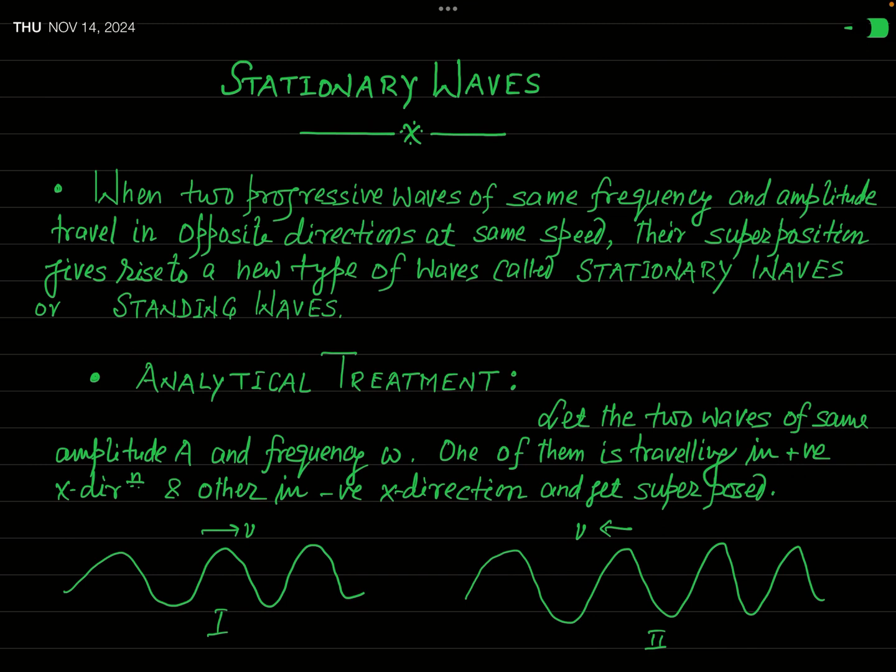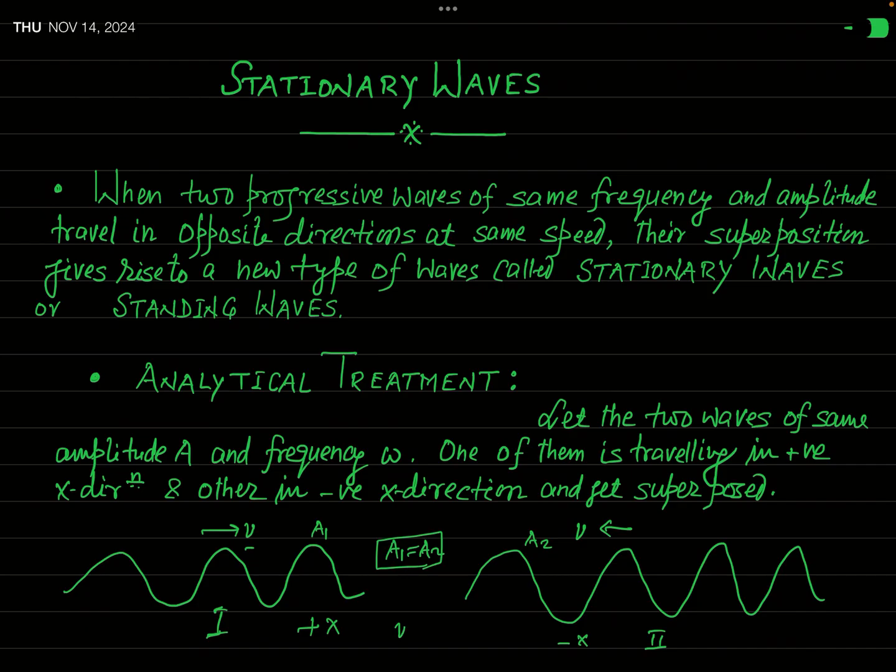Consider that this is your first wave, which I have shown in this figure, moving in the positive x direction, and this is your second wave, moving in the negative x direction. So these two waves are moving in opposite directions. Also consider that if A1 is the amplitude of the first wave and A2 is the amplitude of the second wave, then A1 is equal to A2. So we consider two waves moving in opposite directions such that they may superpose, and their amplitudes are equal. Apart from that, these waves also move with the same speed.